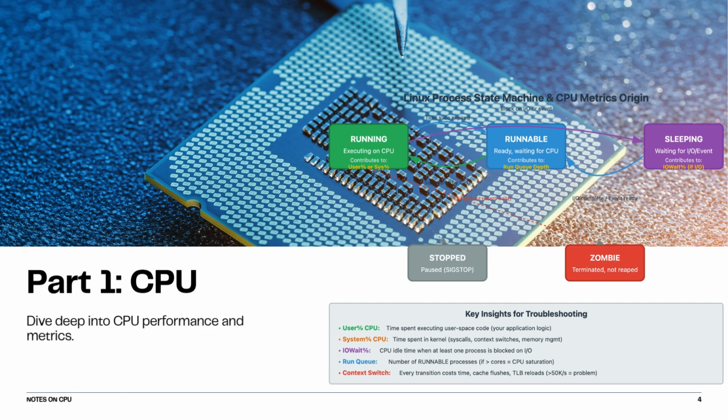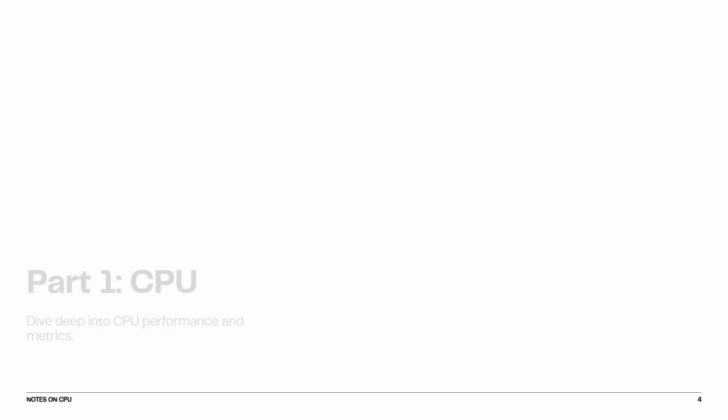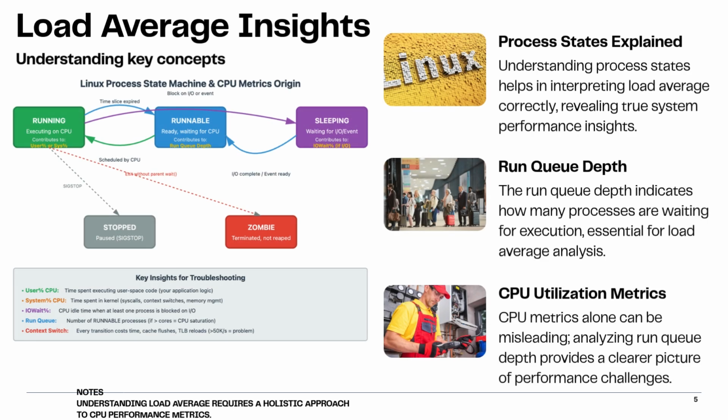The metric that actually matters is run queue depth. This tells you how many processes are truly waiting for CPU time right now. You can see this with vmstat. Look at the R column. If the run queue consistently exceeds your number of cores, you have CPU saturation. That's the signal to worry about, not load average by itself. The command to remember here is vmstat 1 10. Watch that R column over time.